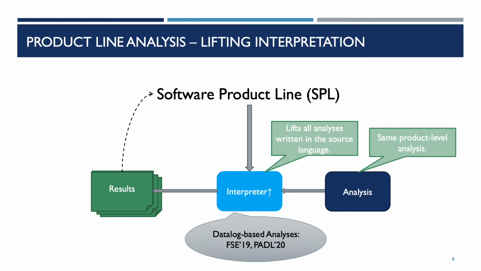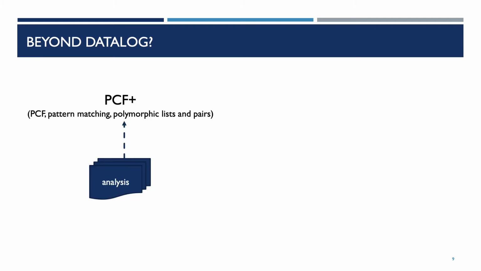We actually applied that approach to Datalog-based analyses. We have an FSE 19 paper on this, and also we have a Paddle 20 paper on the details of the variability-aware Datalog engine that's used in the process. In this OOPSLA paper, though, we're trying to go beyond Datalog. In particular, we're trying to lift a Turing-complete functional language that's an extension of PCF. So we're adding pattern matching, polymorphic lists, and polymorphic pairs to PCF.